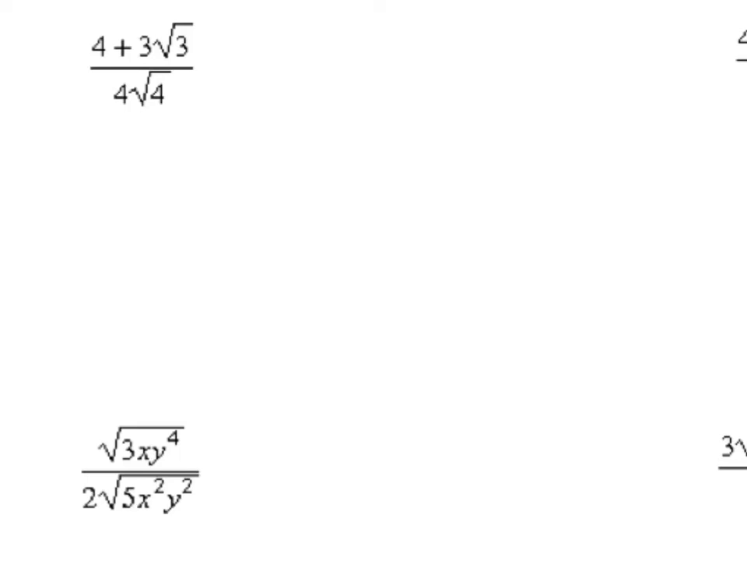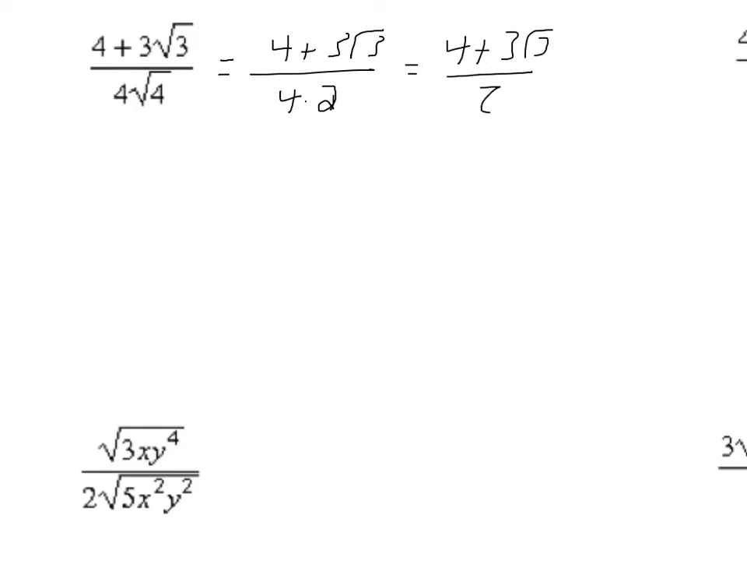Section 2, Video 7. Now again, we have a situation here where we have roots around the fraction, one in the denominator, and that's a problem. But if we look closer, we notice that root 4 can be simplified. So we have 4 plus 3 root 3 over 4 times, and the root of 4 is 2. So you end up with 4 plus 3 root 3 over 8.